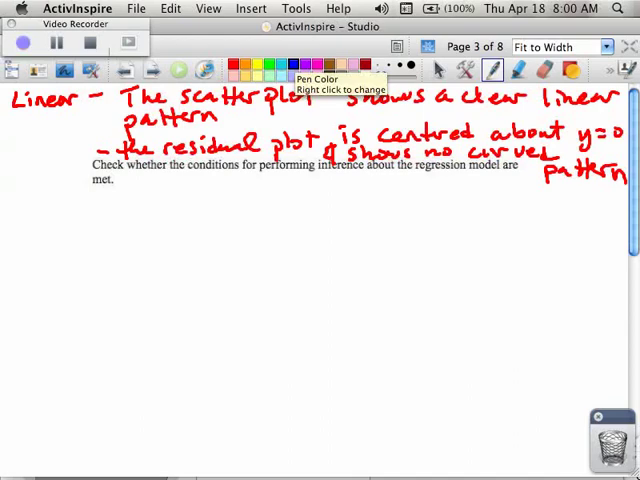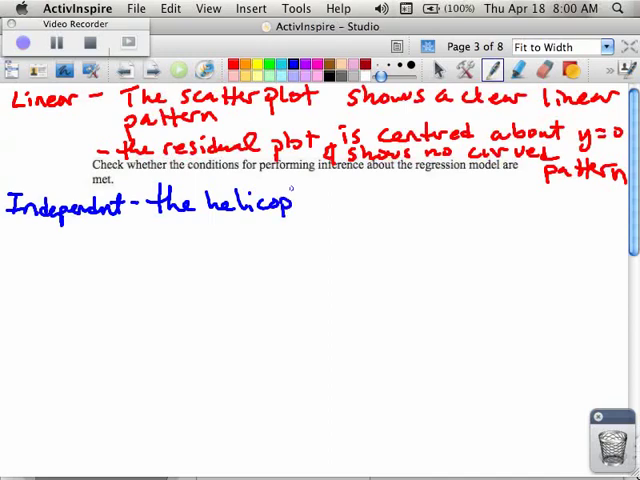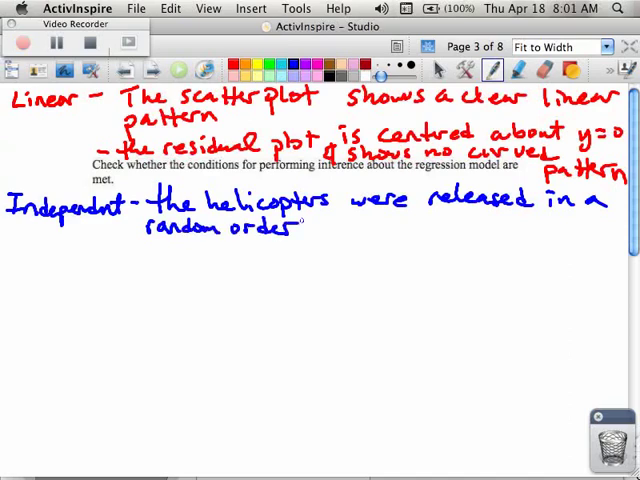The second one was, is this thing independent? So for independence, the helicopters were released in a random order. No helicopter was used twice, which means it has no replacement.